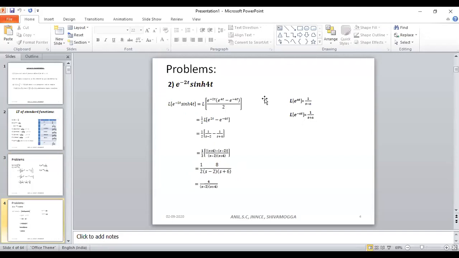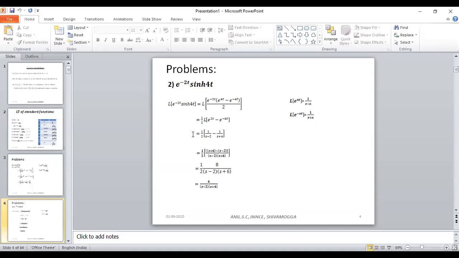Next one. Find the Laplace transform of e power minus 2t into sine hyperbolic 4t. Find the Laplace transform of e power minus 2t into sine hyperbolic 4t. L of e power minus 2t into sine hyperbolic 4t. You read it as Laplace transform of e power minus 2t into sine hyperbolic 4t.